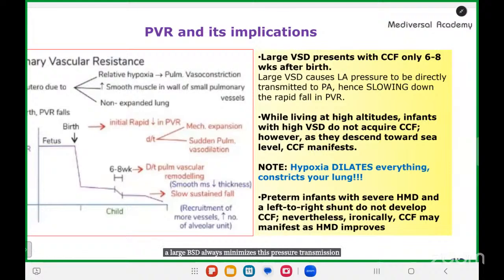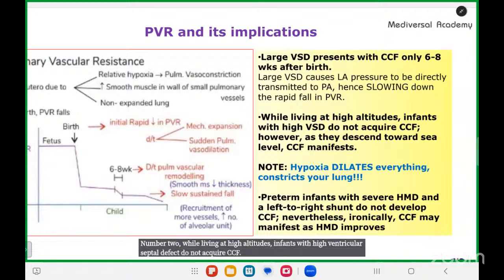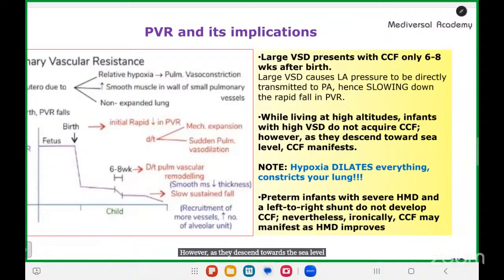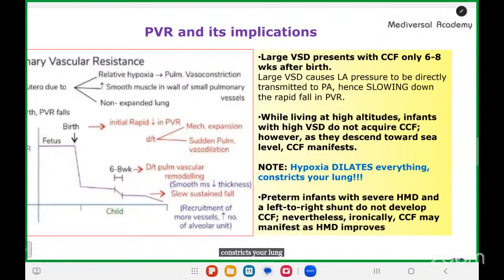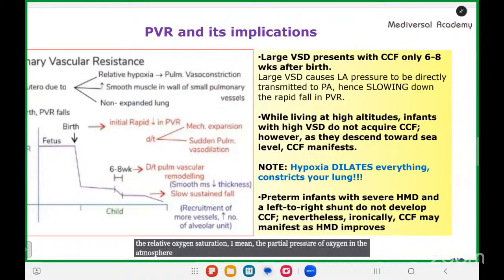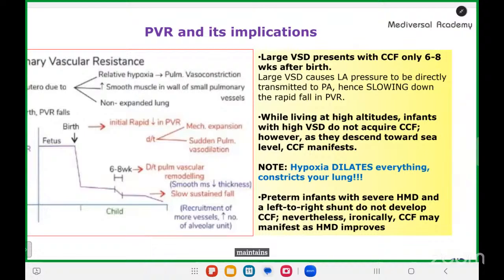Number two, while living at high altitudes, infants with a large ventricular septal defect do not acquire CCF. However, as they descend towards sea level, the CCF manifests. Very simple. As I told you, hypoxia dilates everything, constricts your lung. Whenever they are at high altitudes, the partial pressure of oxygen in the atmosphere is low. So a low PaO2 maintains the pulmonary vasoconstriction, thereby maintaining the pulmonary vascular resistance.